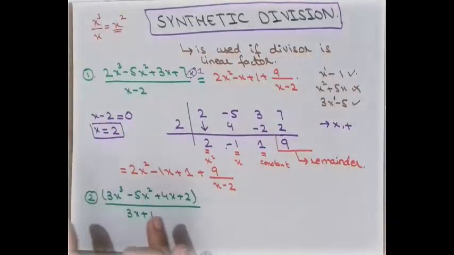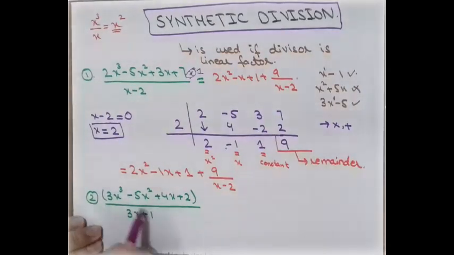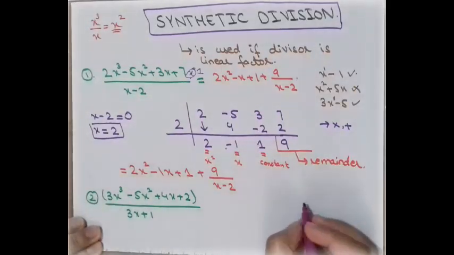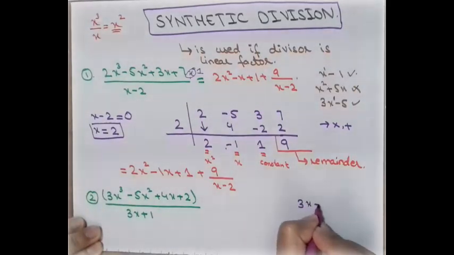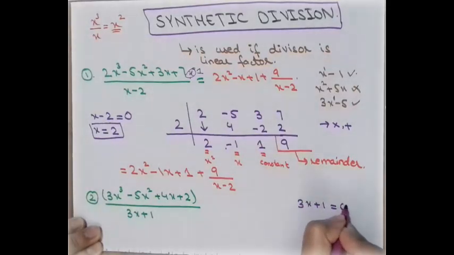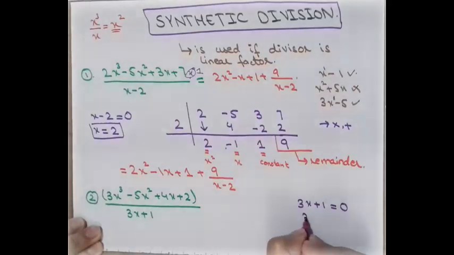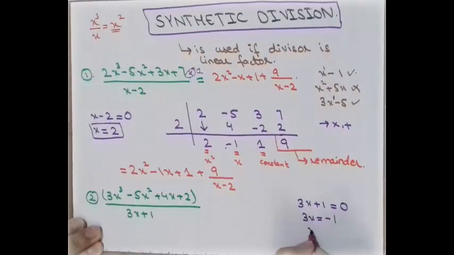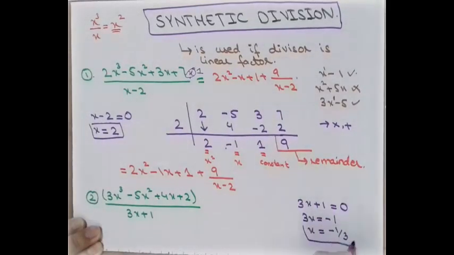Now we divide these two polynomials. As we already discussed, the first step is to set the denominator equal to 0 to find the number in the divisor box. So 3x plus 1 equals 0. We have to find the value of x, meaning the divisor value. So we move 1 to the other side, so it will be minus 1, and the value of x that we find is minus 1 divided by 3.